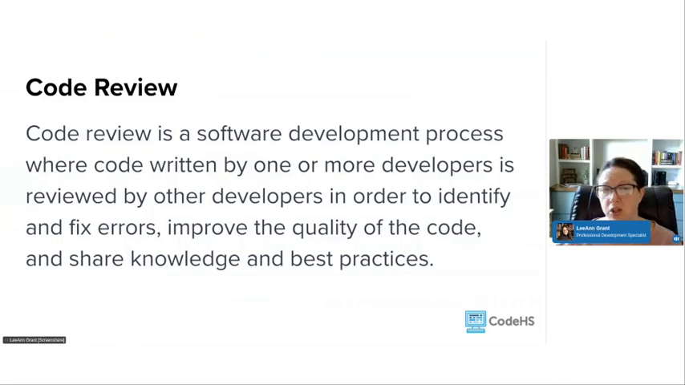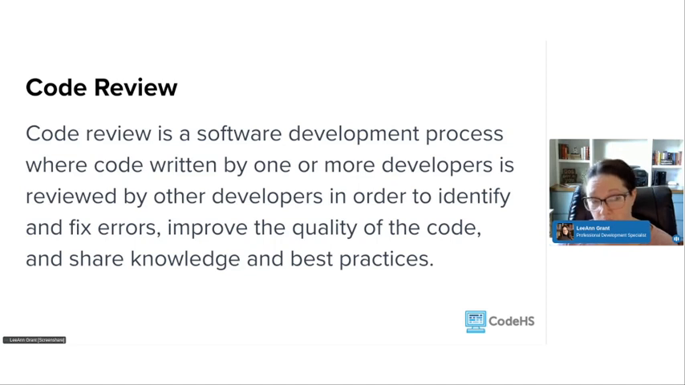So the first one is called code review. Code review is a software development process where code is written by one or more developers, so one or more students, and is reviewed by someone else in order to identify and fix errors. It helps to improve the quality of code, and it helps to share knowledge and best practices. So when we're doing this, you're essentially having one student create something and another student giving peer feedback on the code. So they're starting those conversations.